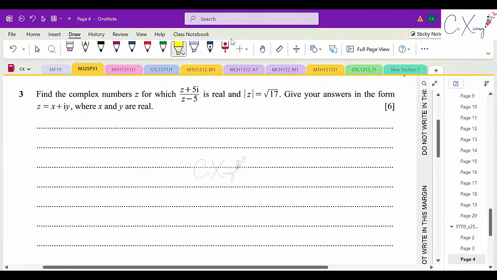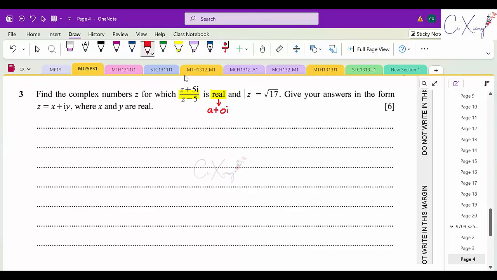Alright, so let's discuss question number 3. We are having a complex number z like this and it is real. Real means that your complex number, after you rationalize it, will be a plus 0i. There will be a 0 at the imaginary part. After that, the modulus of z is equal to square root 17. Give your answer in the form z equals x plus yi, where x and y are real. So to get the complex number z, we have to use the information given by the question and try to form equations and solve them.